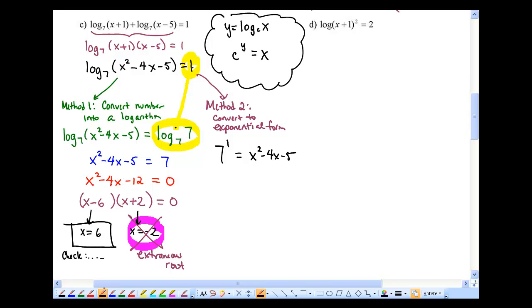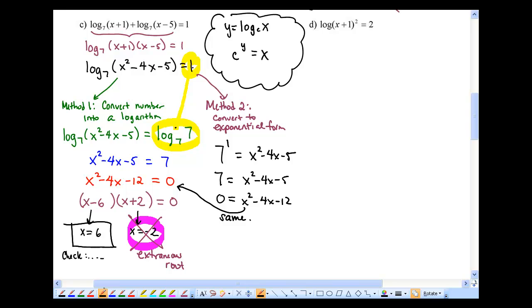In a question where there's only one logarithm, you don't really need to convert into two logarithms like in method number 1. You can just use the equivalent exponential form and do the same thing. Now notice you get the same answer, 7 equals x squared minus 4x minus 5. Moving the 7 to the other side, x squared minus 4x minus 12. Well, look, it's the same, right? Nonetheless, it's the same in the end. You're still going to have to factor. It's up to you which way you like better.